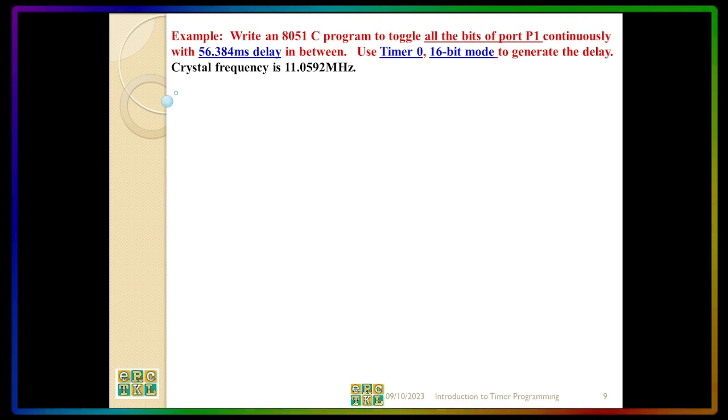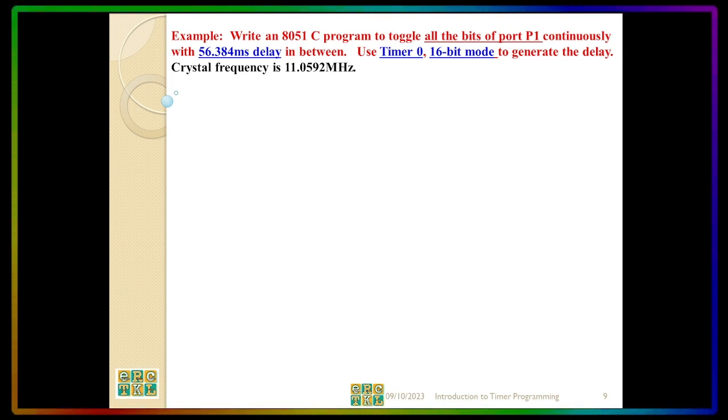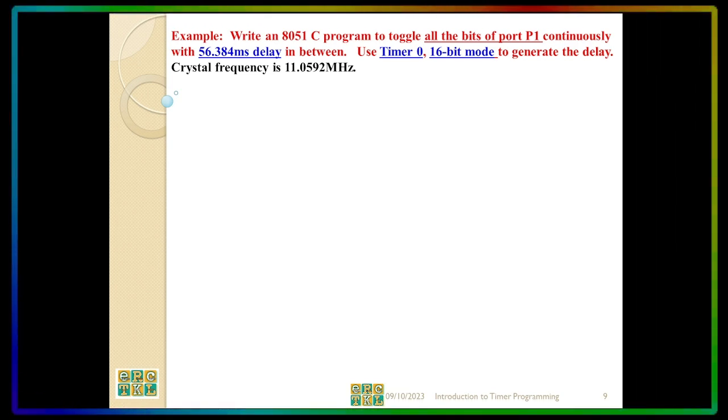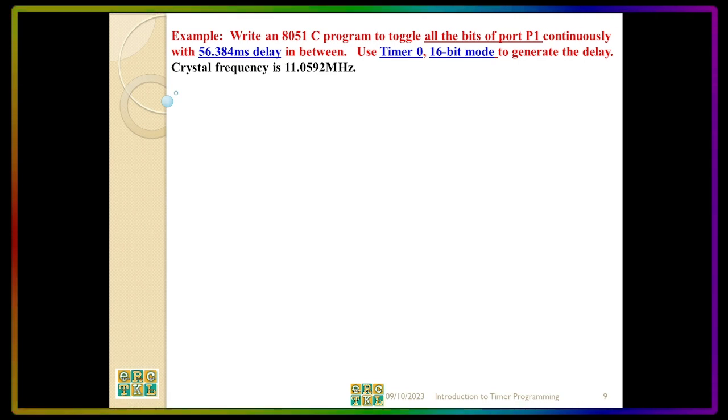And the time delay must be equal to 56.384 milliseconds, which is very specific. So we cannot just use a simple for loop for the delay, or we cannot just use a millisecond delay. That's why in timer programming, or in the generation of delay using timers, there's a complicated step that we need to do. And you will learn it here, of course.